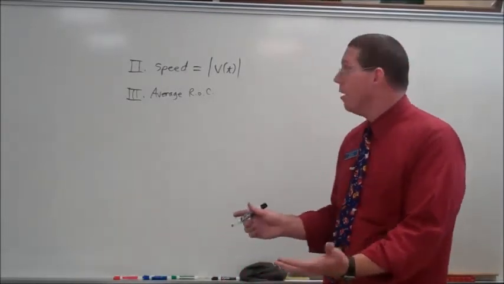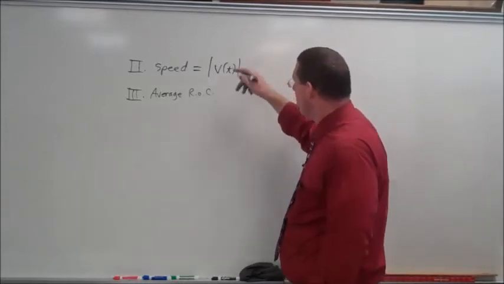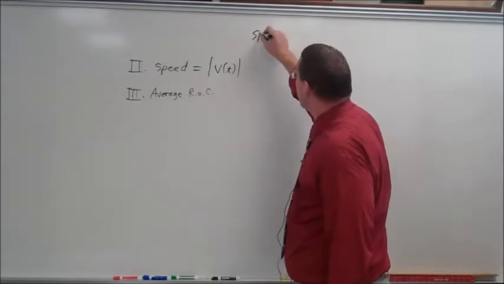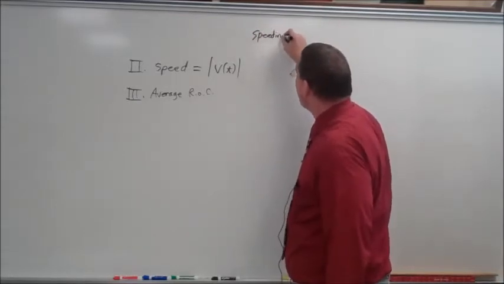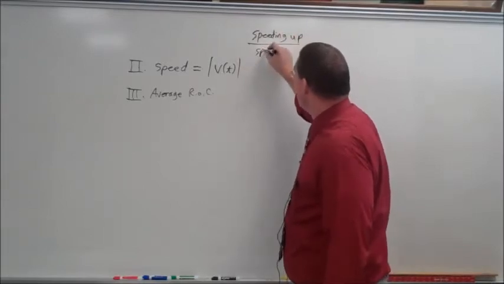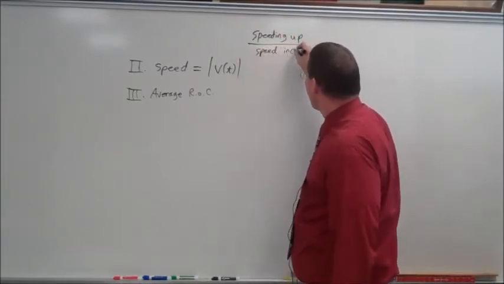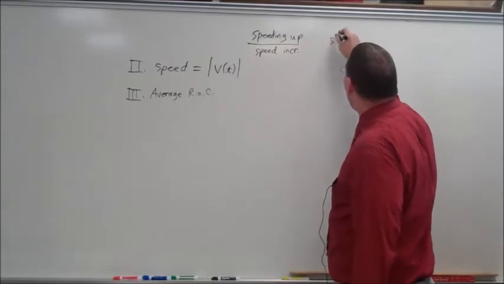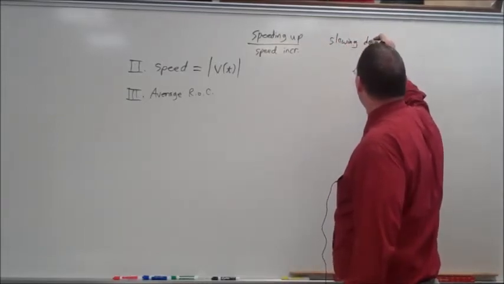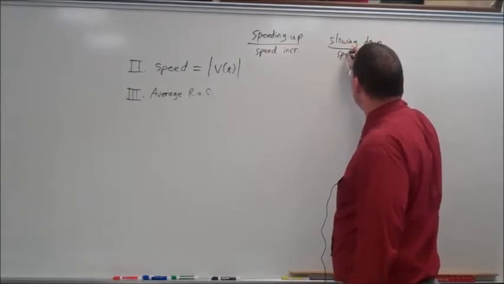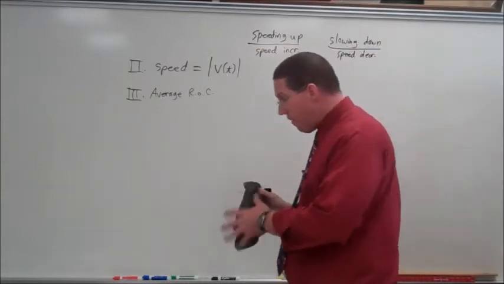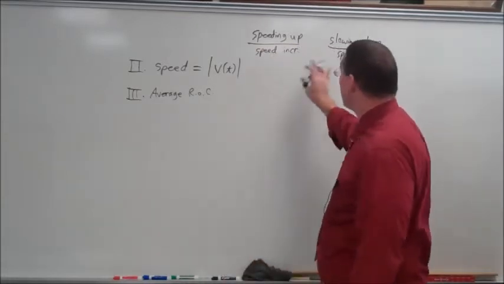That's all speed is. But the main thing we usually need to determine when dealing with speed is whether an object is speeding up, whether its speed is increasing. Speeding up means that the speed is increasing. Slowing down means that the speed is decreasing. And it's very simple to determine both of these things.